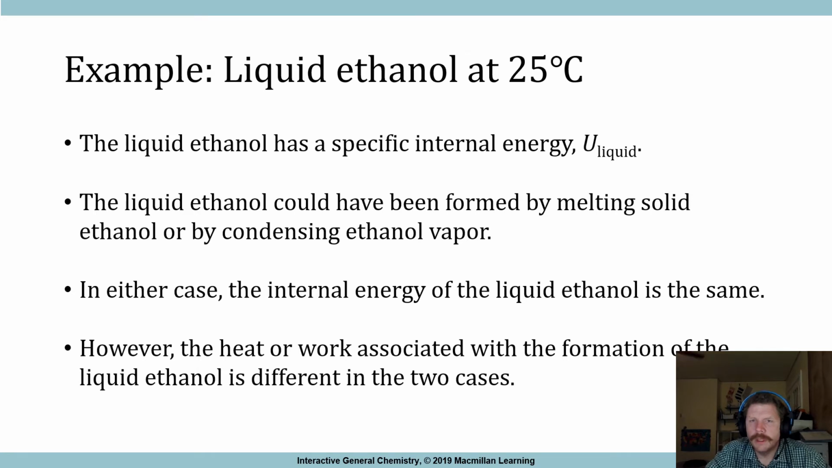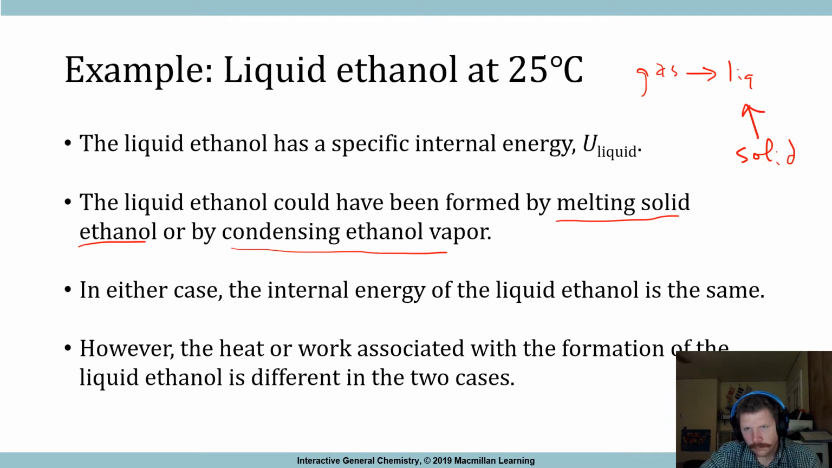So an example: liquid ethanol at 25 degrees Celsius. Liquid ethanol has a very specific internal energy, which we're going to define as U for internal energy, sub liquid. The liquid ethanol could have been formed by melting solid ethanol or by condensing ethanol vapor. So gas to liquid or solid to liquid. In either case, the internal energy of the ethanol stayed the exact same because internal energy is a state function.